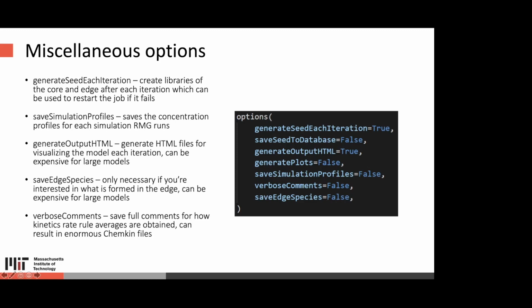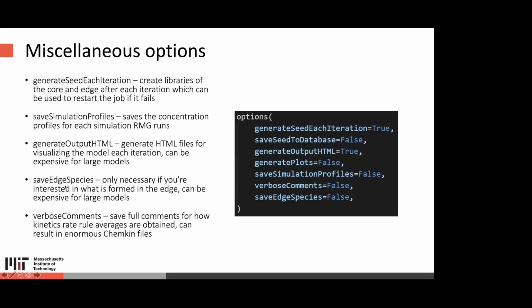So if you think you might need to restart the job, we suggest you set this to true. And the save simulation profiles option will save the concentration profiles for each simulation that RMG runs, which will help you further diagnose any issue that you have during your RMG job. And generate output HTML will generate HTML files for better visualizing the model in each iteration, and can be expensive for large models. So only turn this on if your model is of a smaller size.